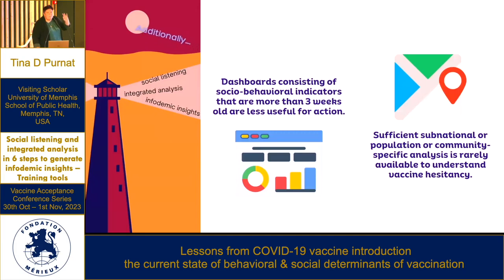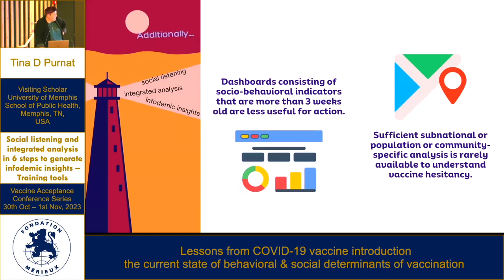One other thing, we all want to have the best data possible for decision making. That's the gold standard, best evidence in public health and in other sciences. But when it comes to reacting to information environment challenges, especially during an emergency, any data that's older than 3 weeks is really not that useful. So the need for speed and rapid insights has been a huge emphasis of the work in the infodemic management community globally in the last 3 years. And at the same time, we know that subnational, population and community specific data are literally what's needed.